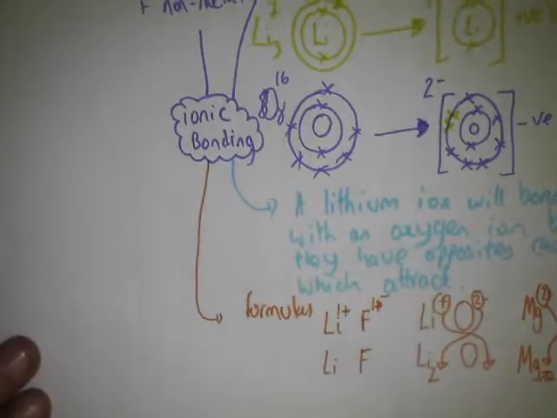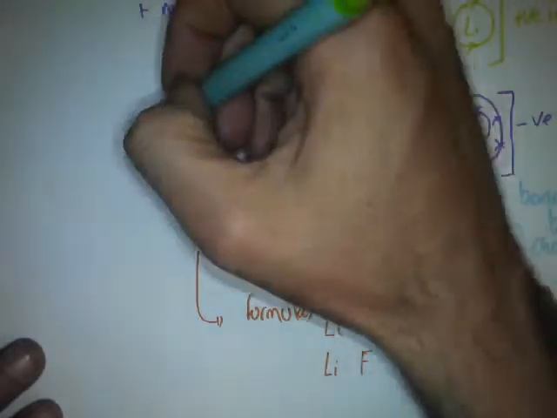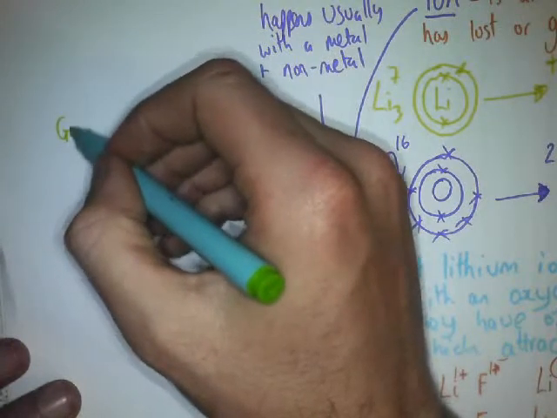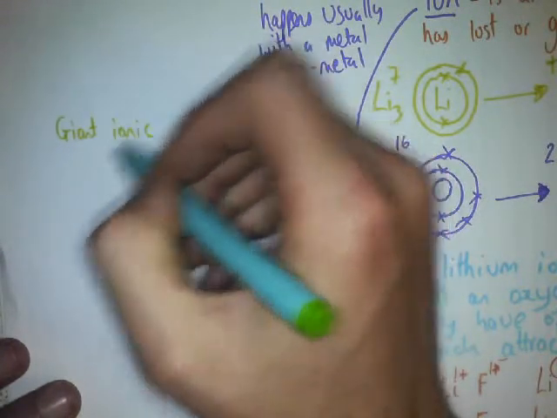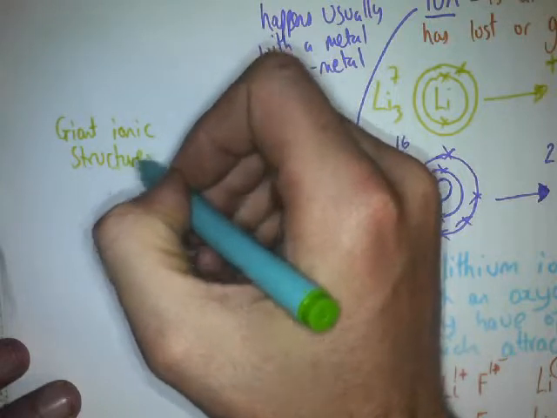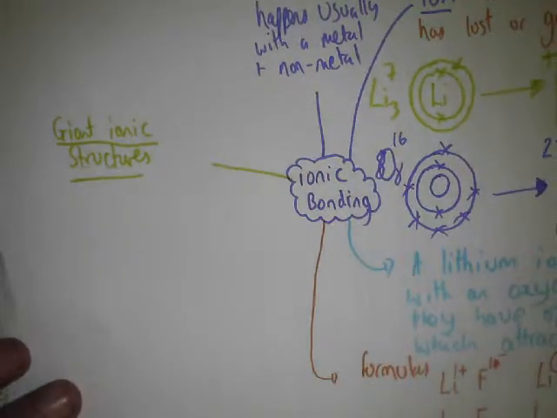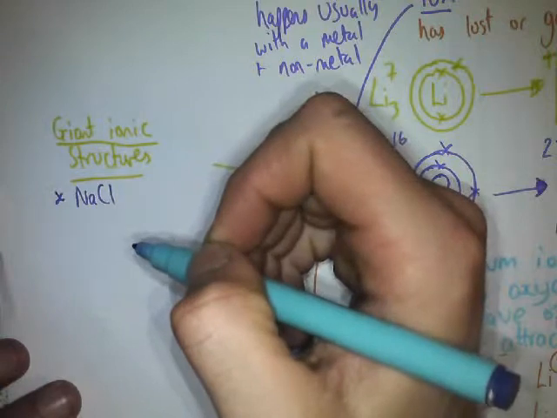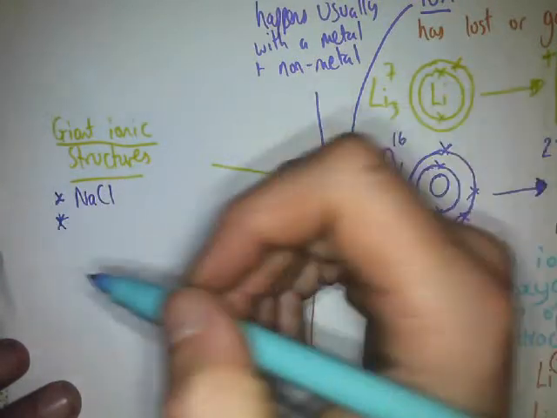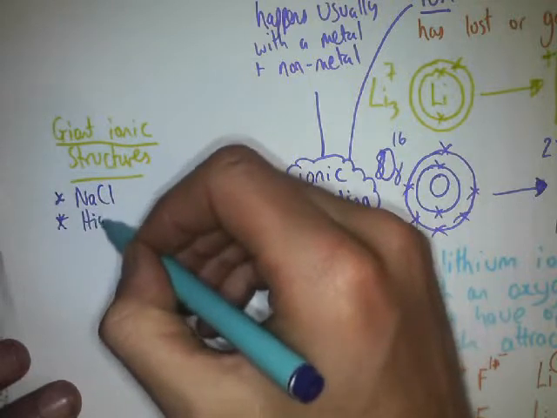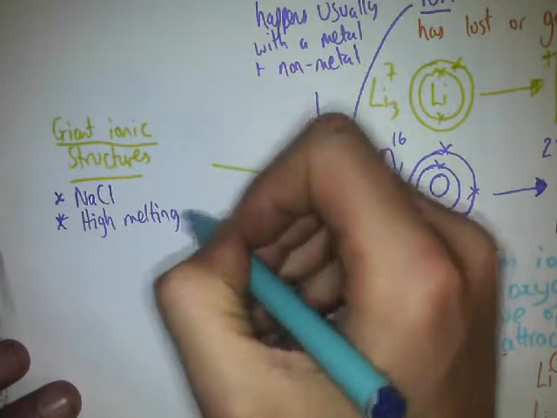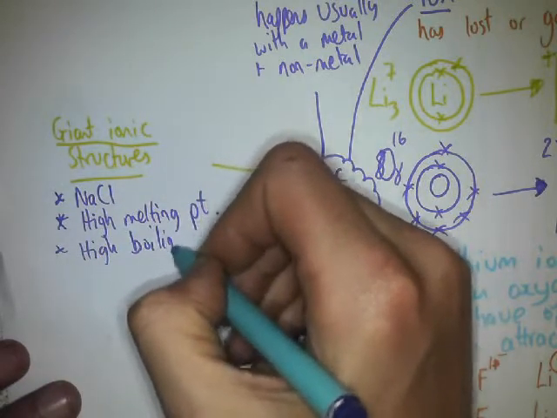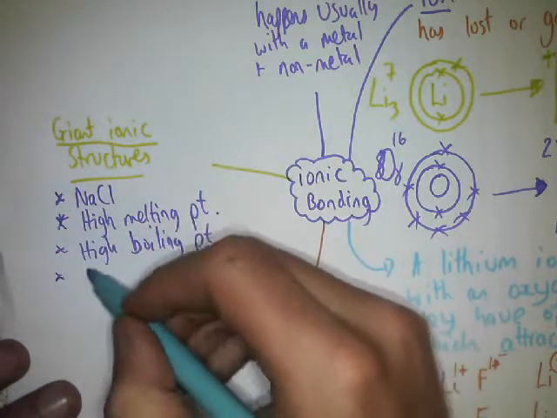Right then. In general, ionic bonding could form giant structures. So, giant ionic structures. Properties of these are as follows. Well, I'll give an example first. NaCl. That makes a massive ionic giant structure. NaCl has got a high melting point, high boiling point, strong bonds.